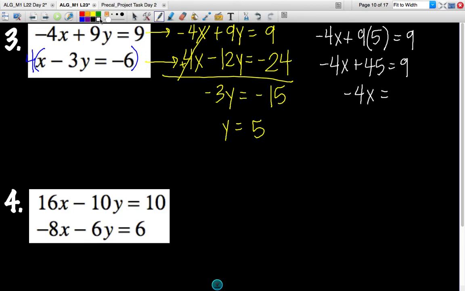Subtract 45 on both sides. 9 minus 45 is negative 36. And divide by negative 4 on both sides. X equals 9. So my solution is x, which is 9, comma, 5.